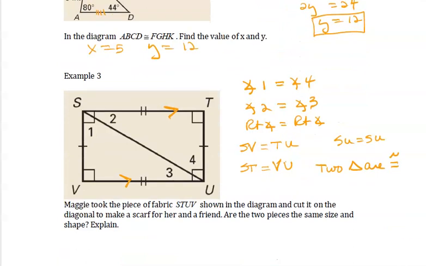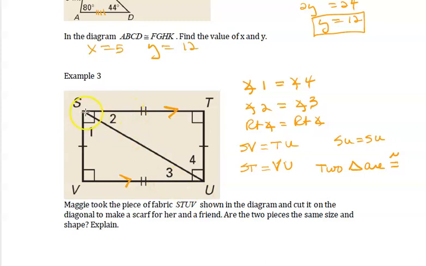Okay, so then this is a rectangle right here. So as I mentioned before, rectangles, all their sides are parallel to the other side. So this is parallel to this, and this is parallel to this. They're also congruent. So it says Maggie took a piece of fabric, and the fabric is shown in the diagram, and cut it in the diagonal to make a scarf for her friend and herself. Are the two pieces the same size and shape? Well, they look like they are, but let's prove it to ourselves.